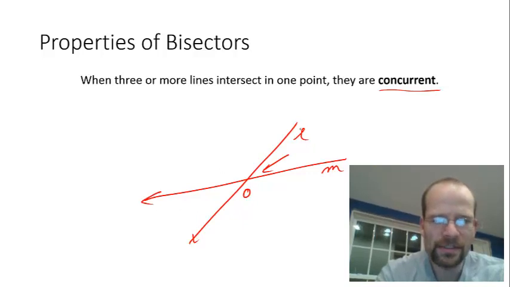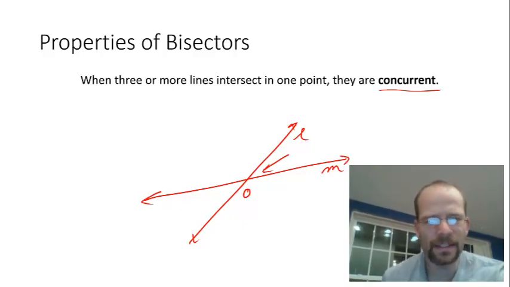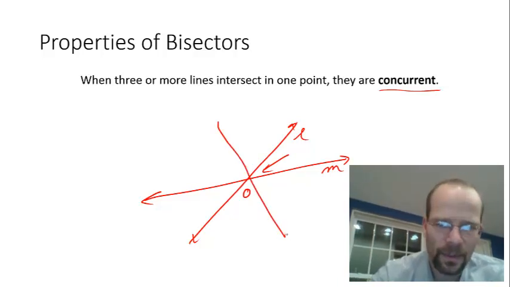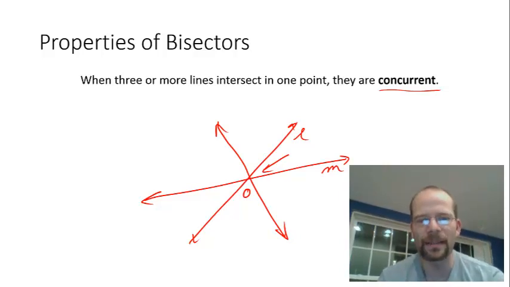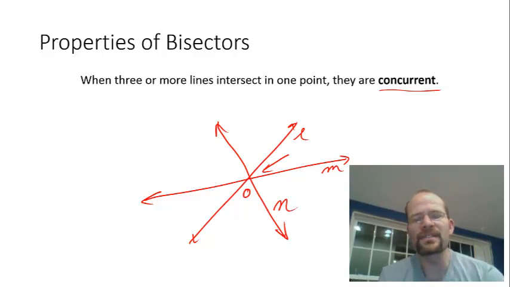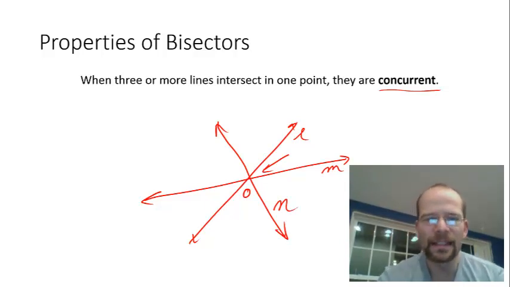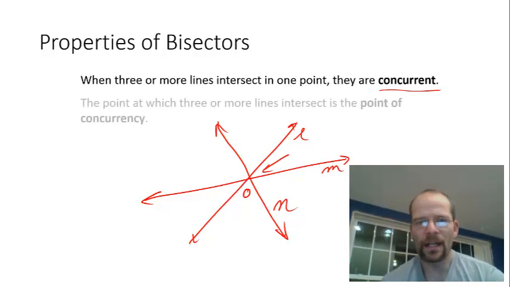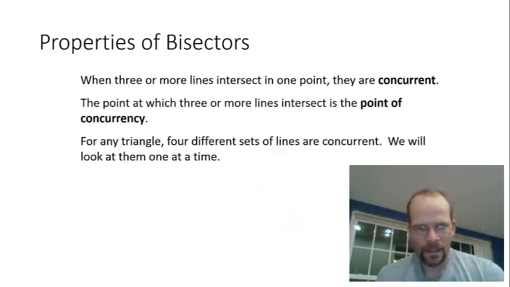So we've got these two lines intersecting at a point, and there's really nothing too special about that. But if a third line were to come through here and also pass through point O, we'll call that line N, we would say that these three lines are concurrent at point O. We call that the point of concurrency. For any triangle that exists, there are four different sets of lines that we are interested in, which are concurrent at different points. We will look at them one at a time.